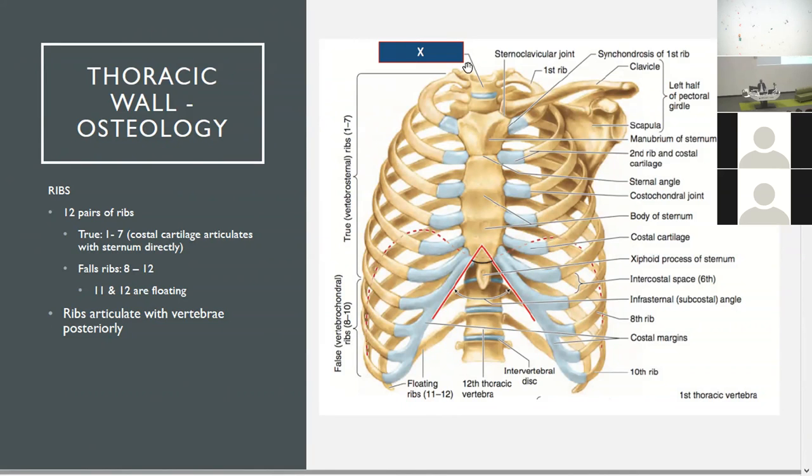So you have 12 ribs, as I think we all know, and ribs 1 to 7 are your true ribs, and 8 to 12 are your false ribs, and your floating ribs are 11 and 12. Ribs 1 to 7 are called true ribs because they all have individual costal cartilage that articulates with the sternum, whereas the other ribs from 8 to 10 join onto 7 and articulate with the sternum, and 11 and 12 are floating ribs, and they articulate with the vertebra posteriorly.